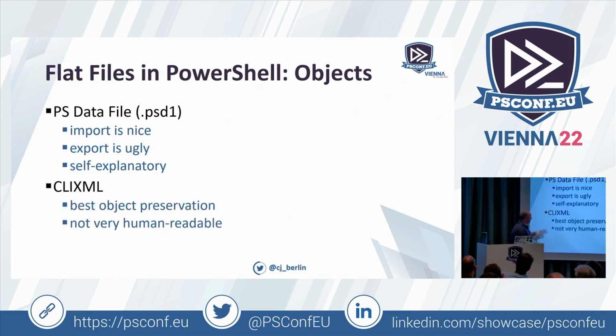For exporting data, there is CLIXML. I'm sure everybody knows that as well. This does the very best job of all the available options. This one does the best job of object preservation. You get all the properties exported into an XML-like format, and if you import it, then the properties are back there. They have mostly the original data types. You don't get methods back, apparently.